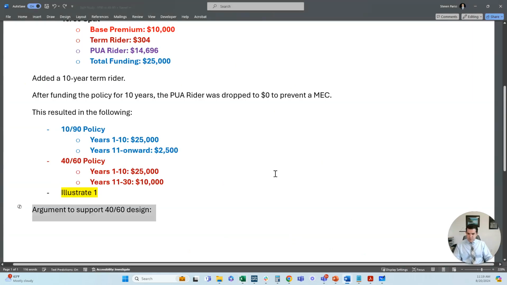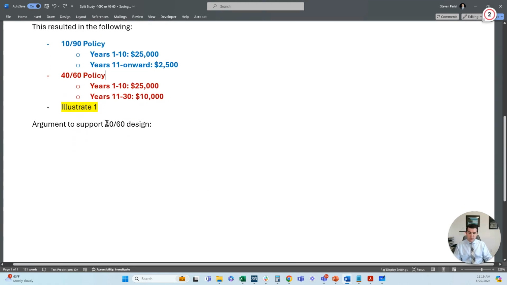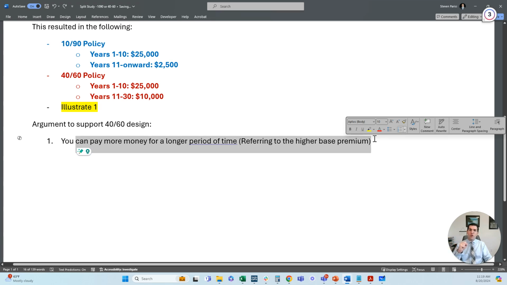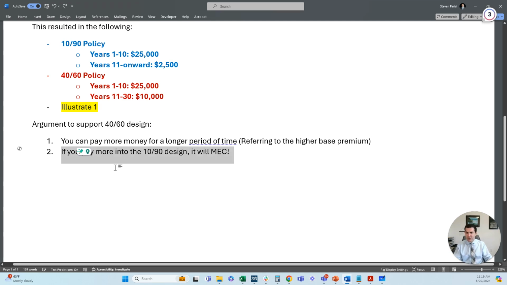But that's not fair either because we've got to really look at the same dollar amount going in. So here's the argument that is frequently used to support going with the higher base premium, or a 40/60 design in this case. 1, you can pay more money into the policy for a longer period of time. What you can pay in terms of more money is the higher base premium that you set up front. So by taking less up front, you have a permission slip to add more money for a longer period of time. I fully disagree with this when you know how to design a policy.